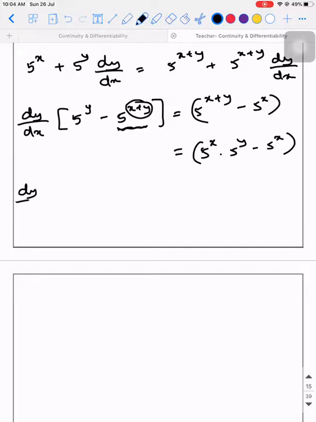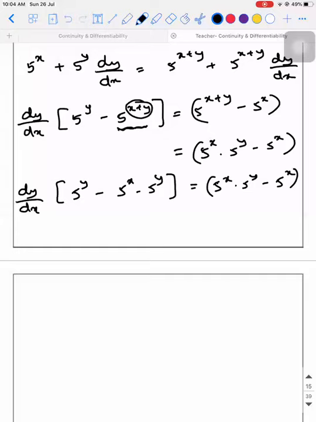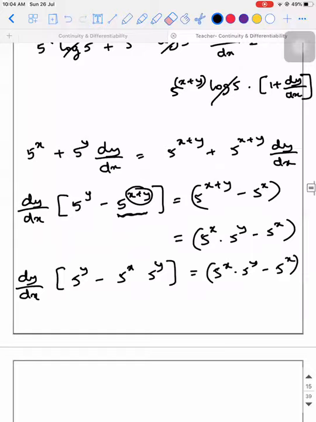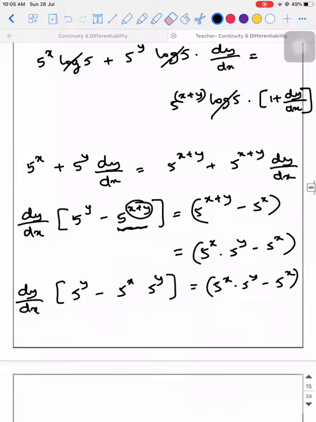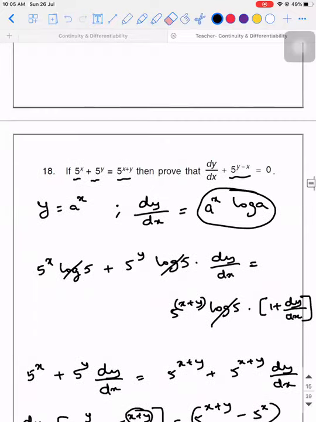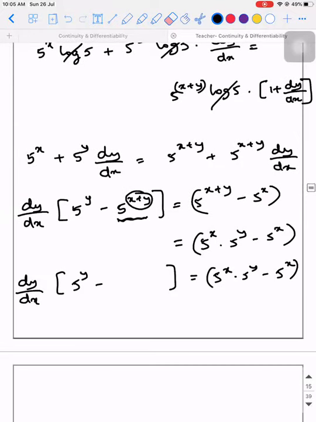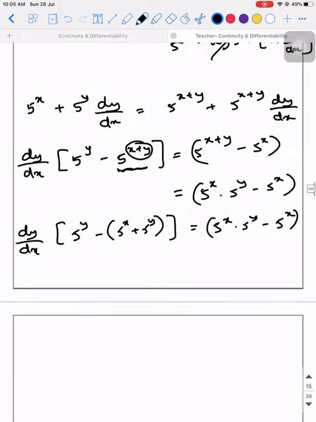So dy by dx into 5 power y minus 5 power x into 5 power y. This is what you're saying, this is equal to 5 power x into 5 power y minus 5 power x. Sir, 5 power x plus y is equal to 5 power x plus 5 power y. No, from the question itself, we can substitute. Then 5 power y cancels, it will be 5 power x plus 5 power y. Then we get the answer.